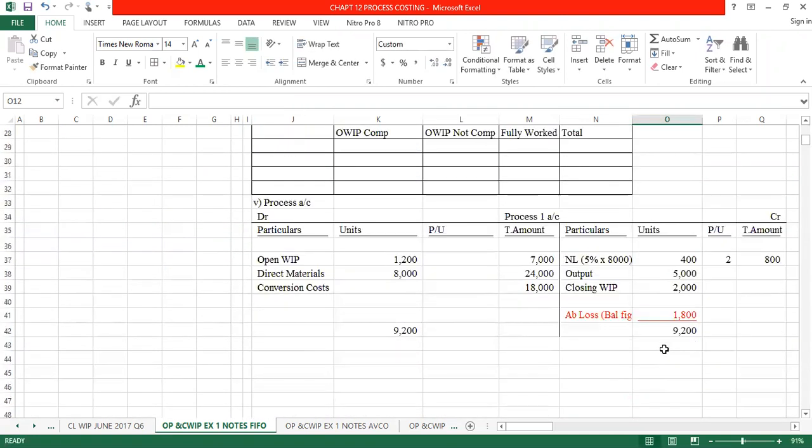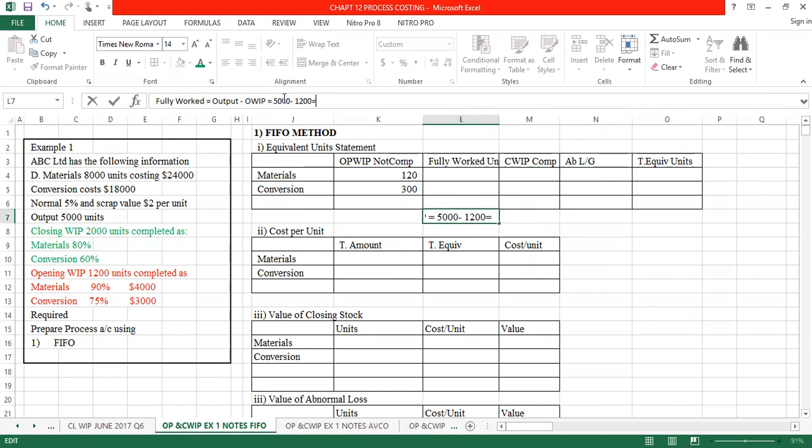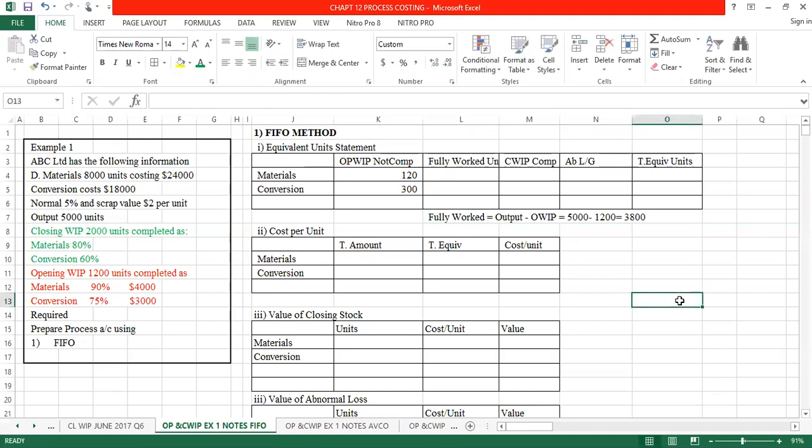Let's go to the process account. Our output is 5,000. Opening work in progress is 1,200. 5,000 minus 1,200 is the opening, which is equals to 3,800 if I'm not wrong. 3,800. So how do you get fully worked?